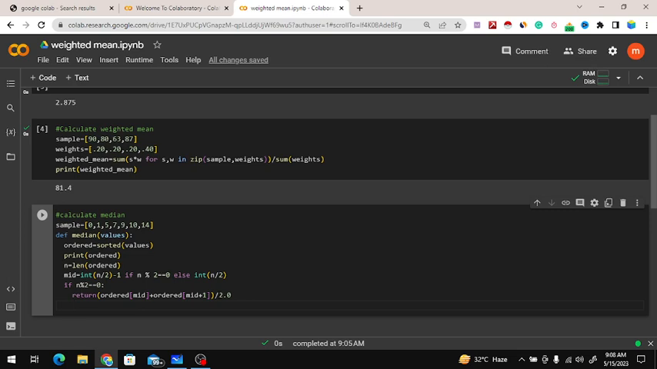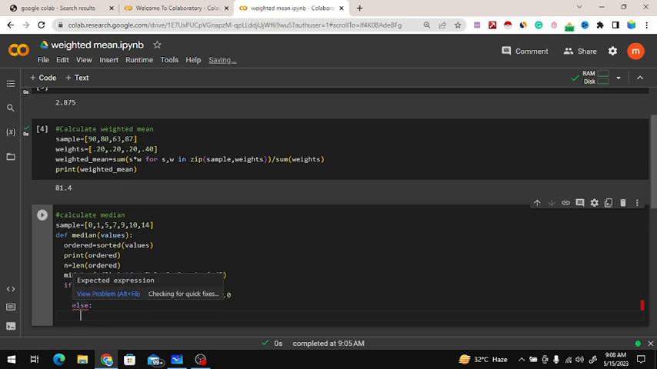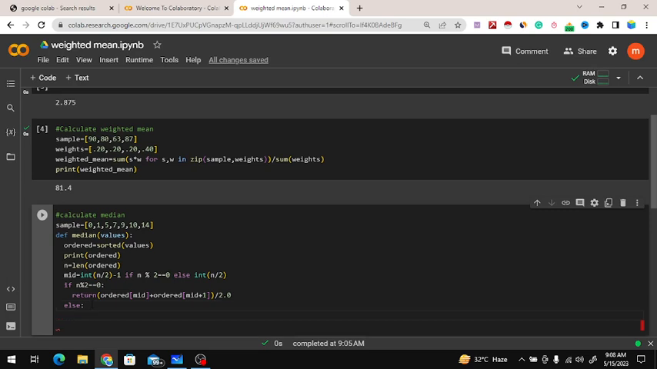Then we will use else here, and else should go here because it's in front of the if. Now the else returns ordered, and we can write here mid, because I am getting a mid value, so return the mid value, and print the median of the sample.